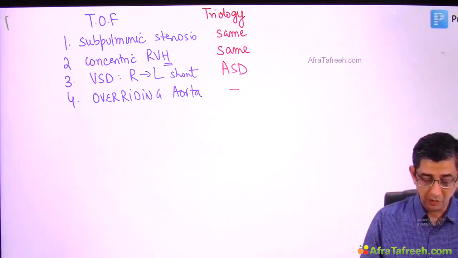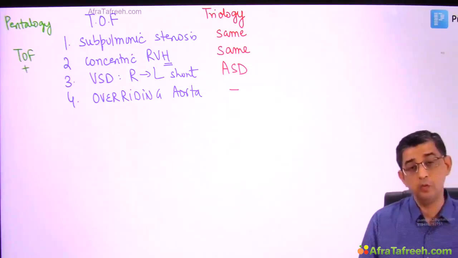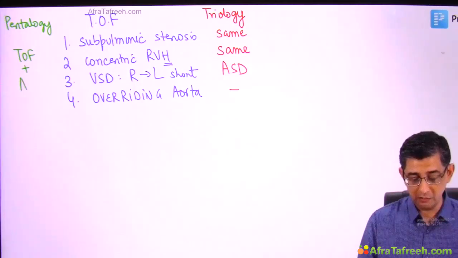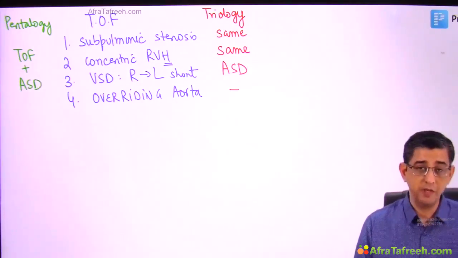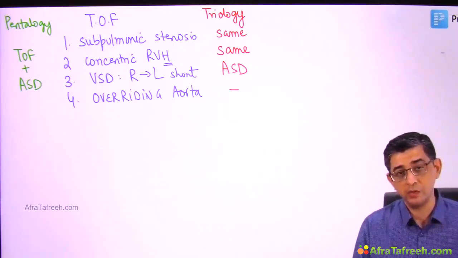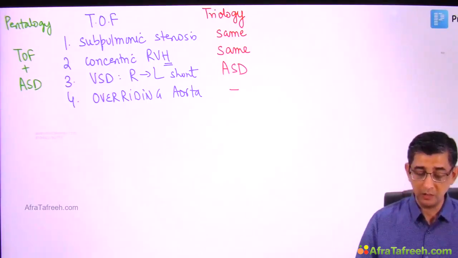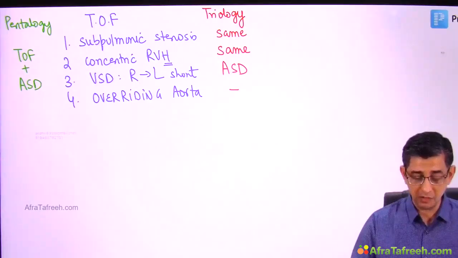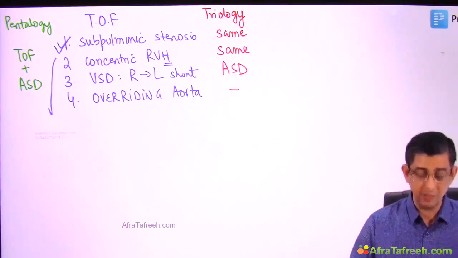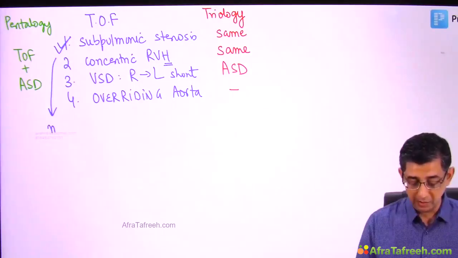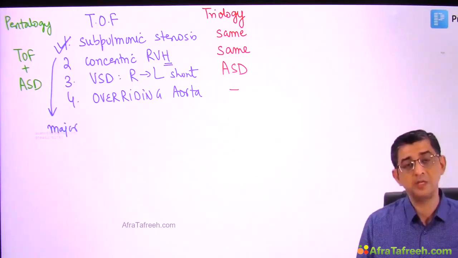In contrast, if he talks about pentalogy of Fallot, then all the features of tetralogy of Fallot that I mentioned in color blue will be present, and along with that ASD would be present. So in pentalogy, VSD is also there and ASD is also there. The hallmark lesion among all of these, if he asks you to select one, I have already sensitized you to the fact that the major determinant of cyanosis is not to be answered as VSD.